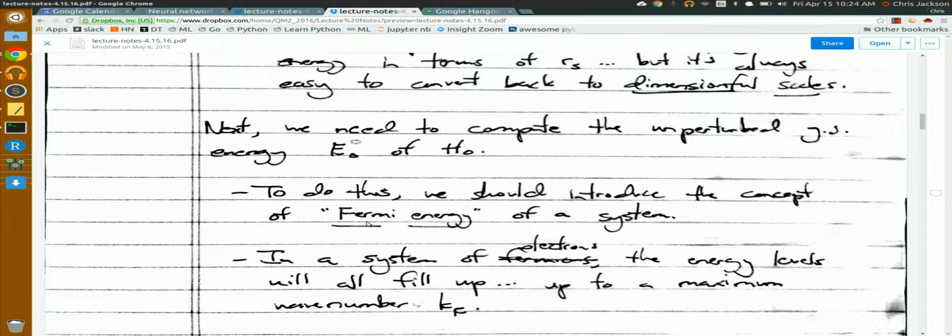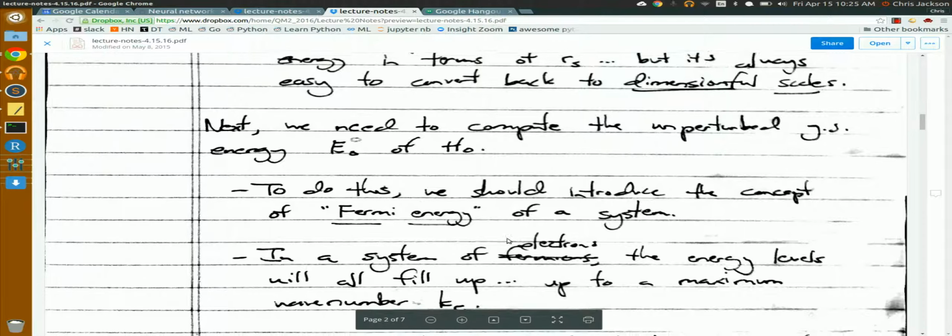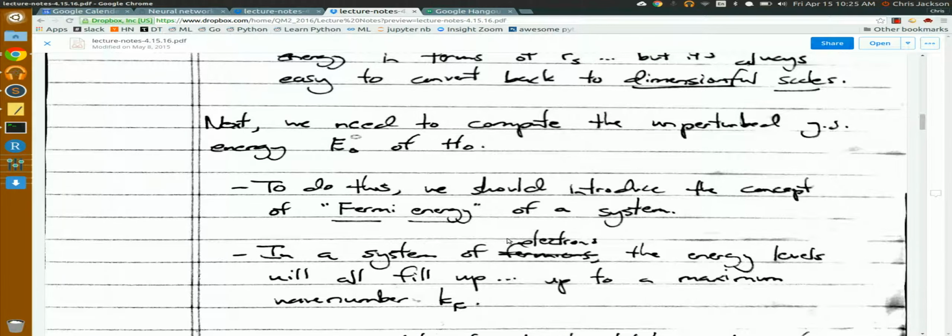So what we want to do first is compute the energy of the system. We're going to use perturbation theory. So the first thing we need to do is compute the unperturbed energy, and we're going to work strictly with the ground state. So assume that we've cooled this thing down to T equals 0, so everything settles down. There are no fluctuations or excitations or anything like that. To do this, we're going to introduce the concept of the Fermi energy of the system.